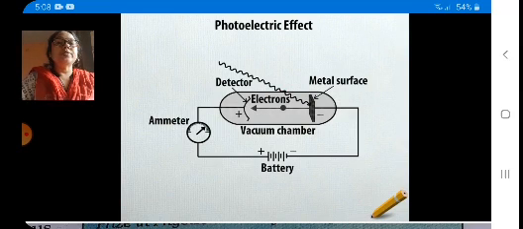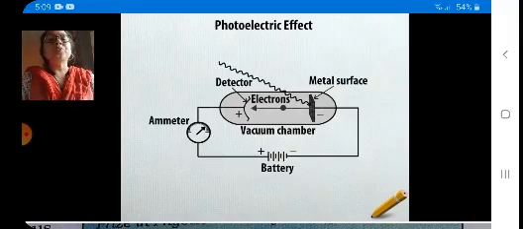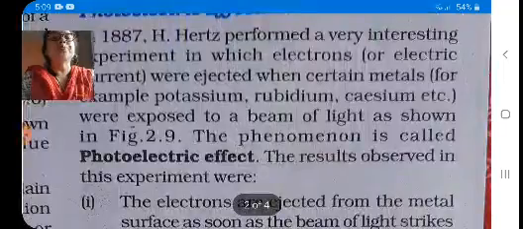On the metal surface a beam of light is falling, and for showing the movement of particle we show a dot in between the metal surface and detector. For showing the direction of movement of particle we show an arrow headed towards the detector from the metal surface, and above the arrow we write electron. That is all about the equipment of photoelectric effect. So let's see what is photoelectric effect.